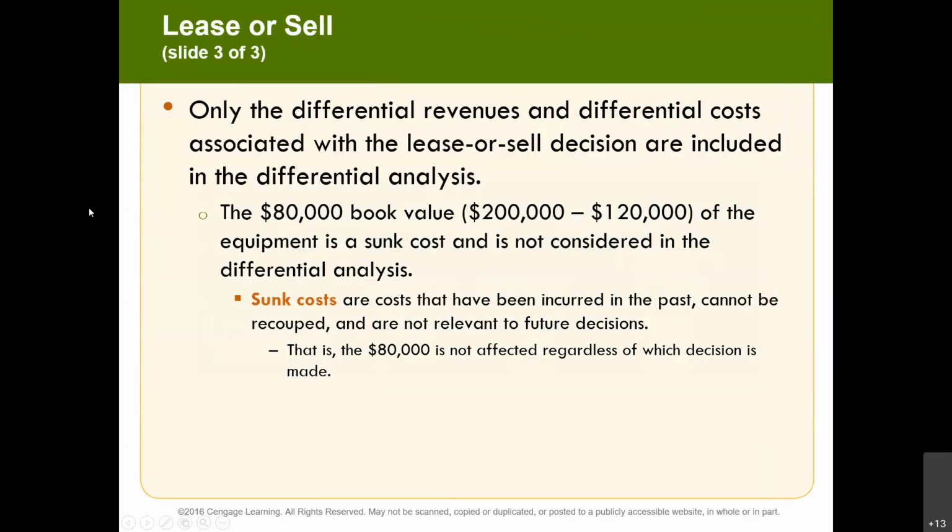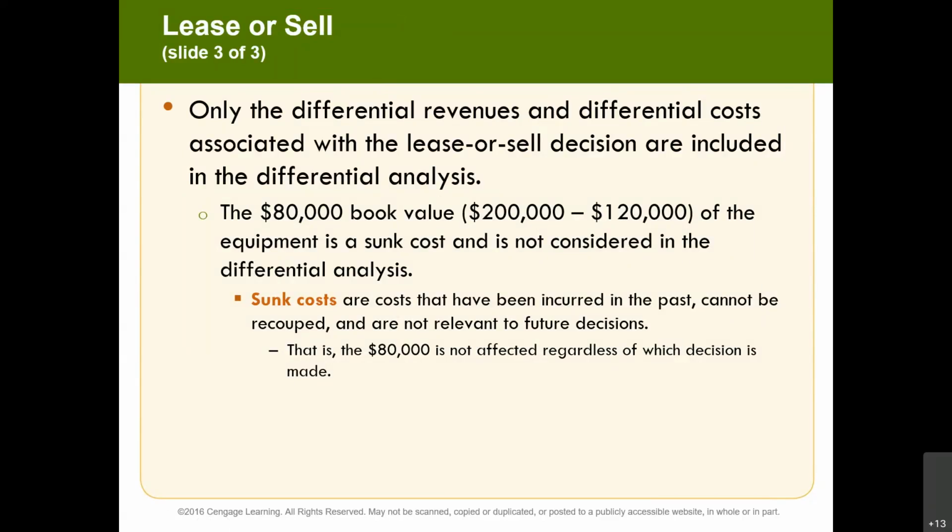All right. So finishing up lease or sell. Only the differential revenues and differential costs associated with the lease or sell decision are included in the differential analysis. We did not take into consideration the book value of 80,000. So we said the purchase price was 200,000 minus 120,000 in cost. The equipment is a sunk cost and is not considered in differential analysis.